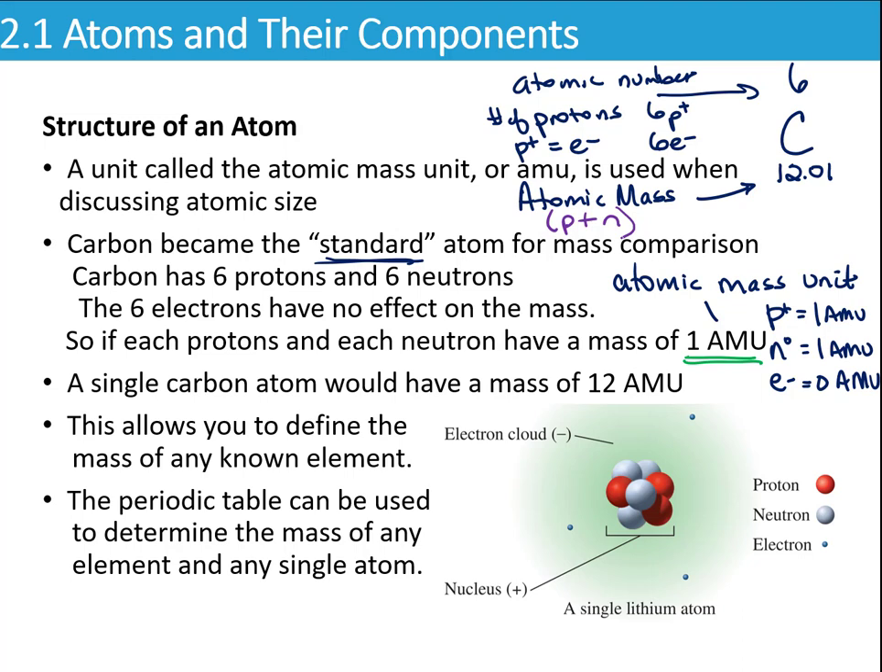Take the bigger number, just round it to a whole number. So 12.01 becomes 12. And subtract the atomic number. Subtract the two numbers on the periodic table. You'll always be subtracting the smaller from the larger. The larger is always the mass. The smaller is always the atomic number. And this tells me that I have 6 neutrons.